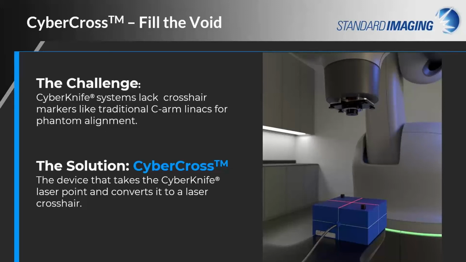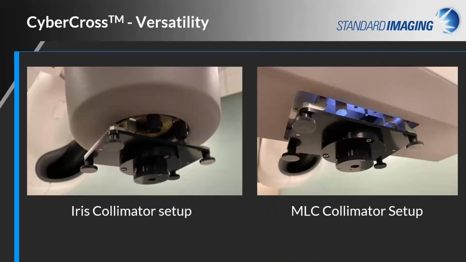CyberCross is simple to install and use to accurately position all types of QA equipment in the direct primary beam of the CyberKnife system. The CyberCross device can be installed on fixed, irised, and InCise MLC collimator housings. CyberCross attaches to the CyberKnife system's proximal coupler and is held in place by set screws.